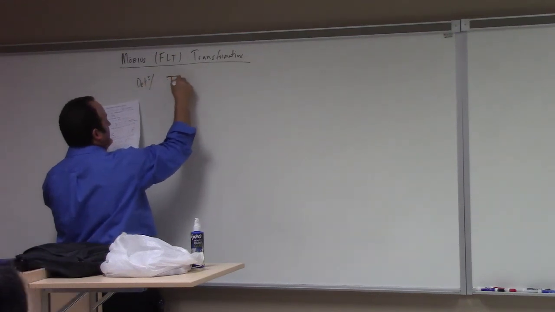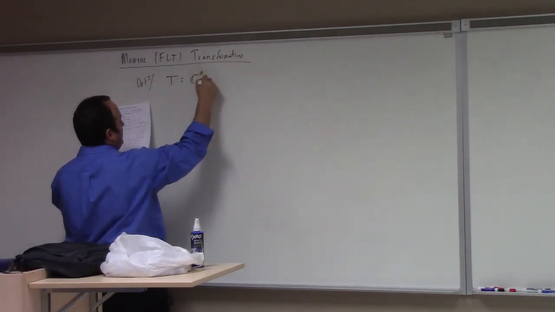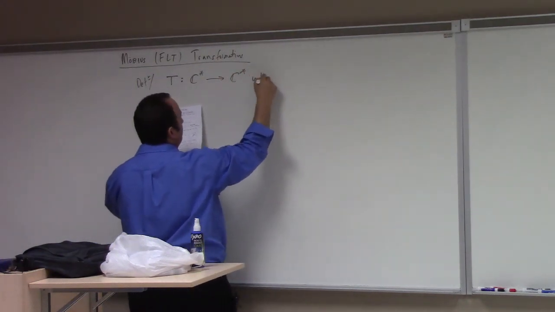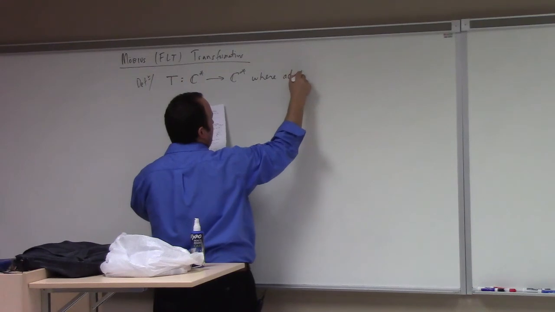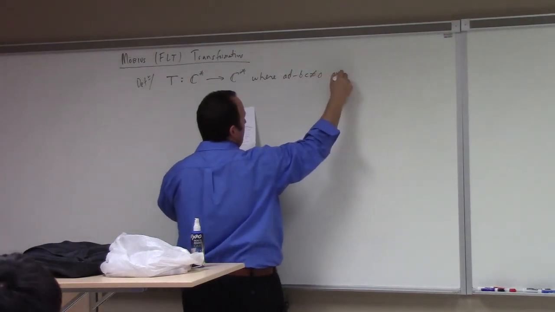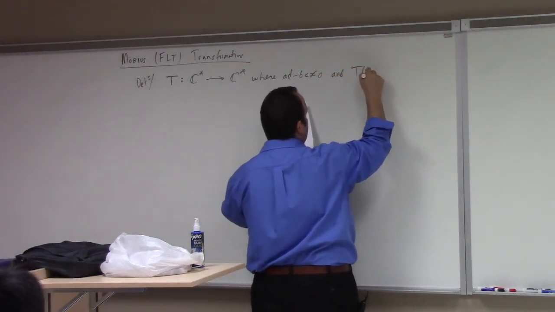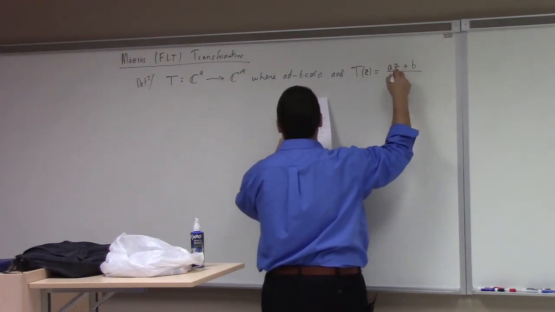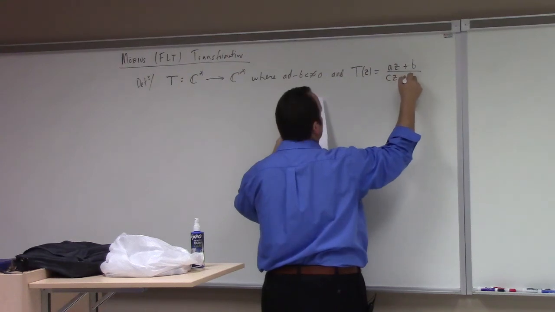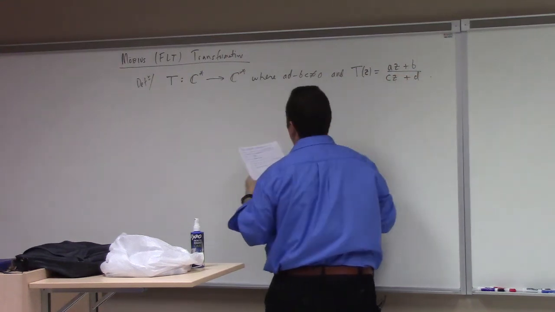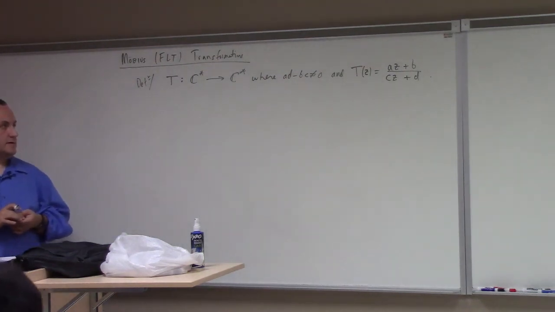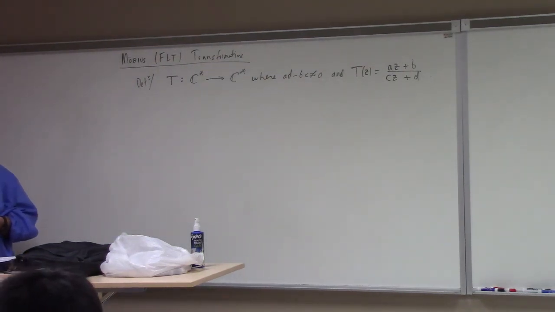We have T. We can think of it as a mapping from the extended complex plane to the extended complex plane, where AD minus BC is not equal to 0, and the formula T of Z equals AZ plus B over CZ plus D, right? So this mapping is a bijection, all right?